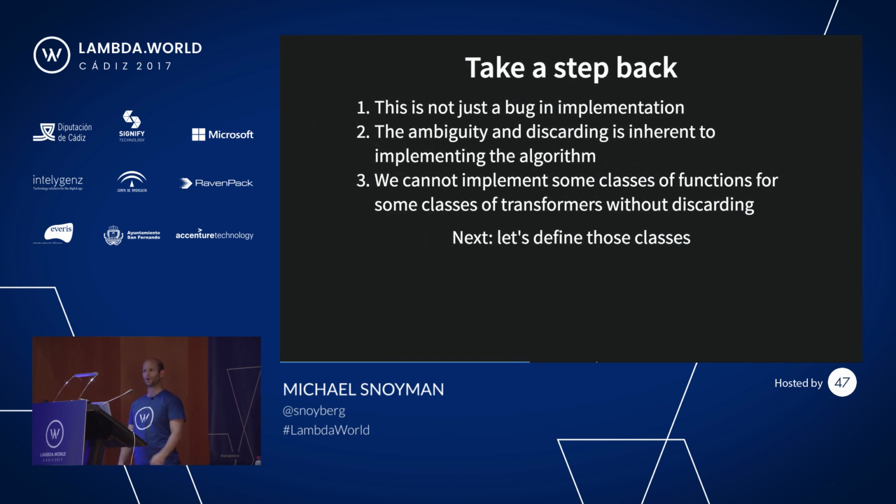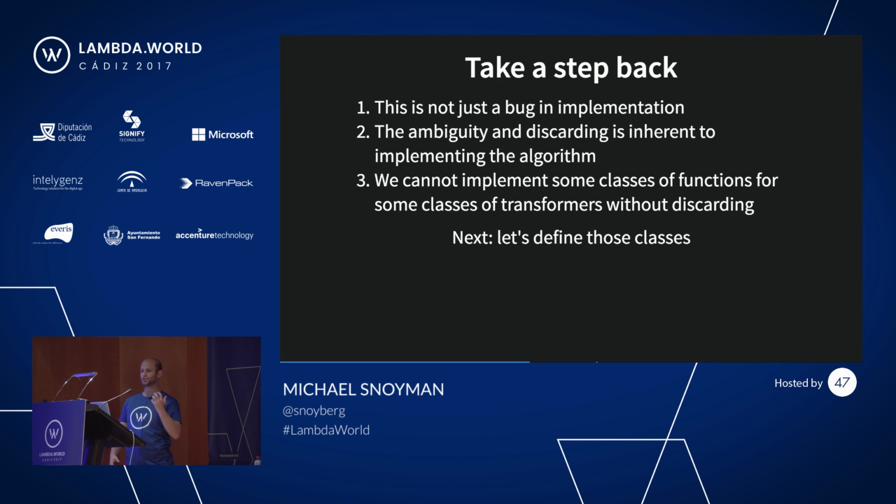Here's the important thing I want to get across. I am not talking about some kind of a bug in the implementation. No one can open up your laptop right now and send a pull request to the lifted-base package, or the lifted-async would be a better example, and say, I can solve the problem with concurrently. It can't be done. This is inherent to the algorithm that we're trying to implement.